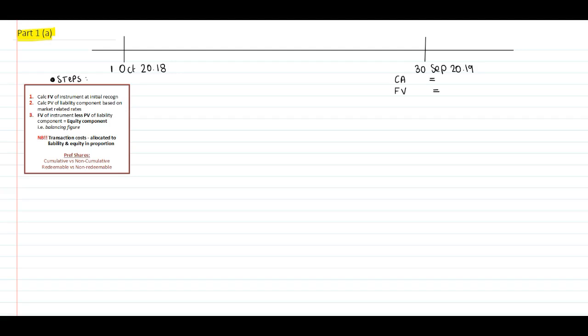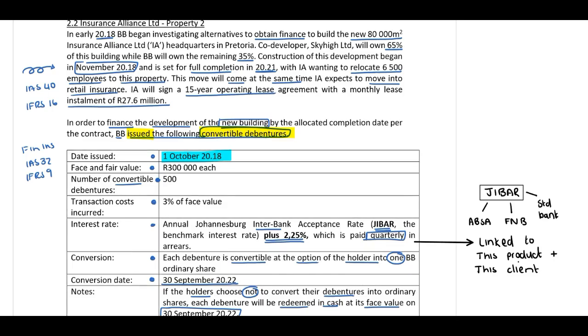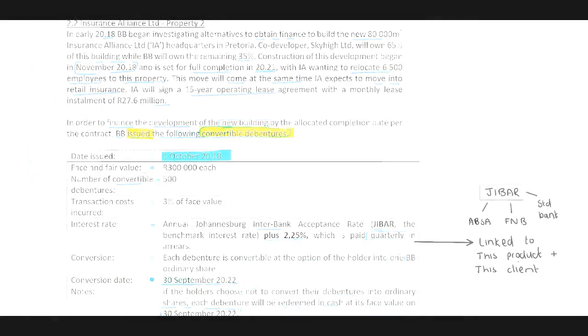You need to know that you need to calculate your future value of your instrument at initial recognition. You need to calculate your present value of the liability component. And then you need to determine the equity component, which is the difference between step 1 and 2. And remember, if there's transaction costs, you need to allocate this proportionately to your liability and your equity. Now, let's refer back to the reading section and ensure that we understand the information provided.